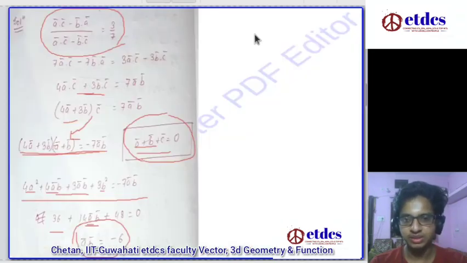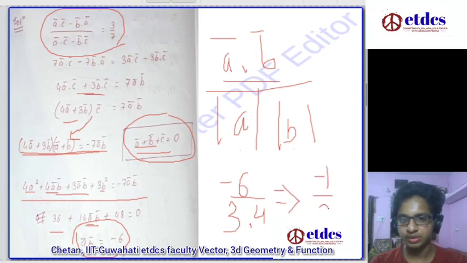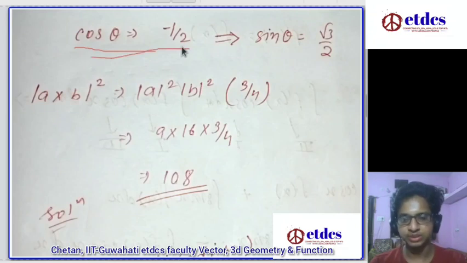Cos theta is a dot b upon mod A mod B. A dot B is minus 6 upon mod A, which was 3, and mod B, which was 4. So we get cos theta as minus 1 by 2, and then we can find sin theta. We get sin theta as root 3 by 2.